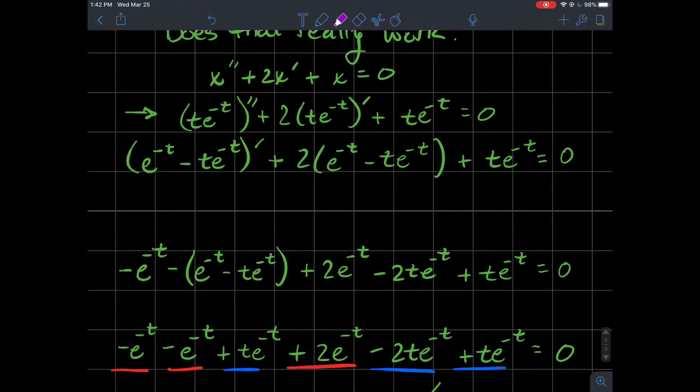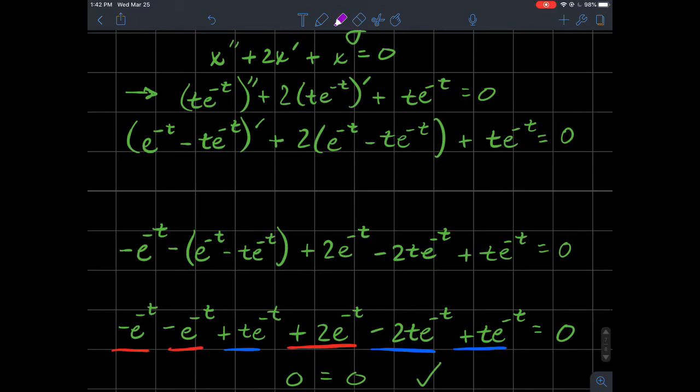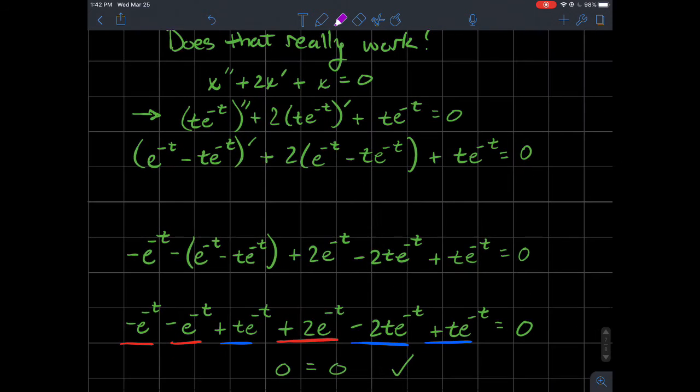And so what do I hope that you notice? The stuff in red adds up to 0, and the stuff in blue adds up to 0. And so we get 0 equals 0. And otherwise, yes, it's true that t e to the minus t works to plug in for x. When you add that all up, it truly equals 0. So we just verified that yes, this is a solution.